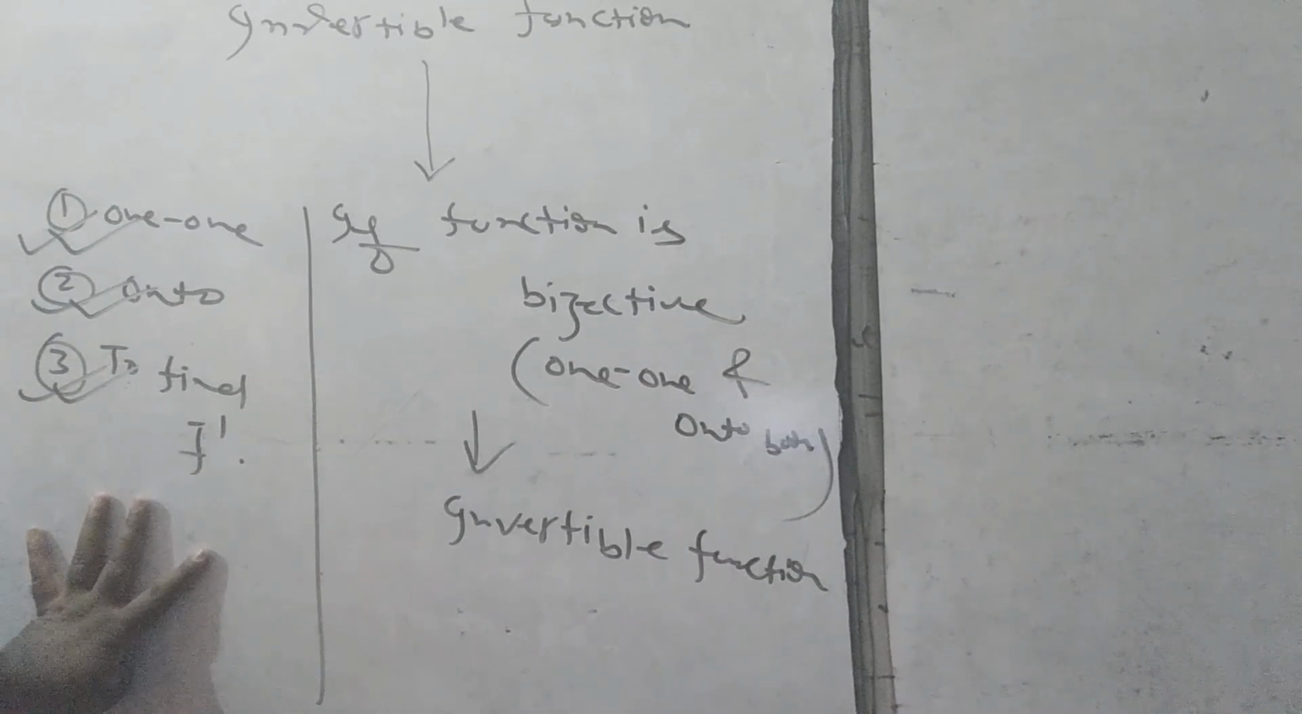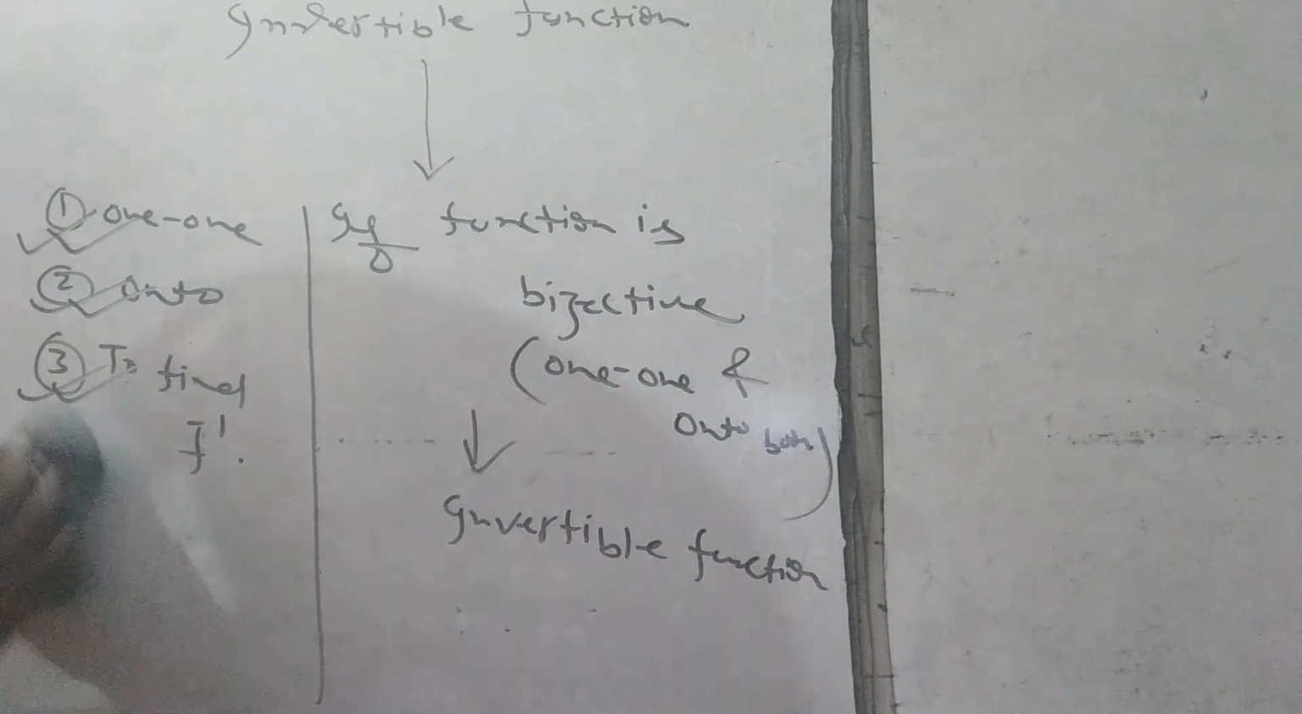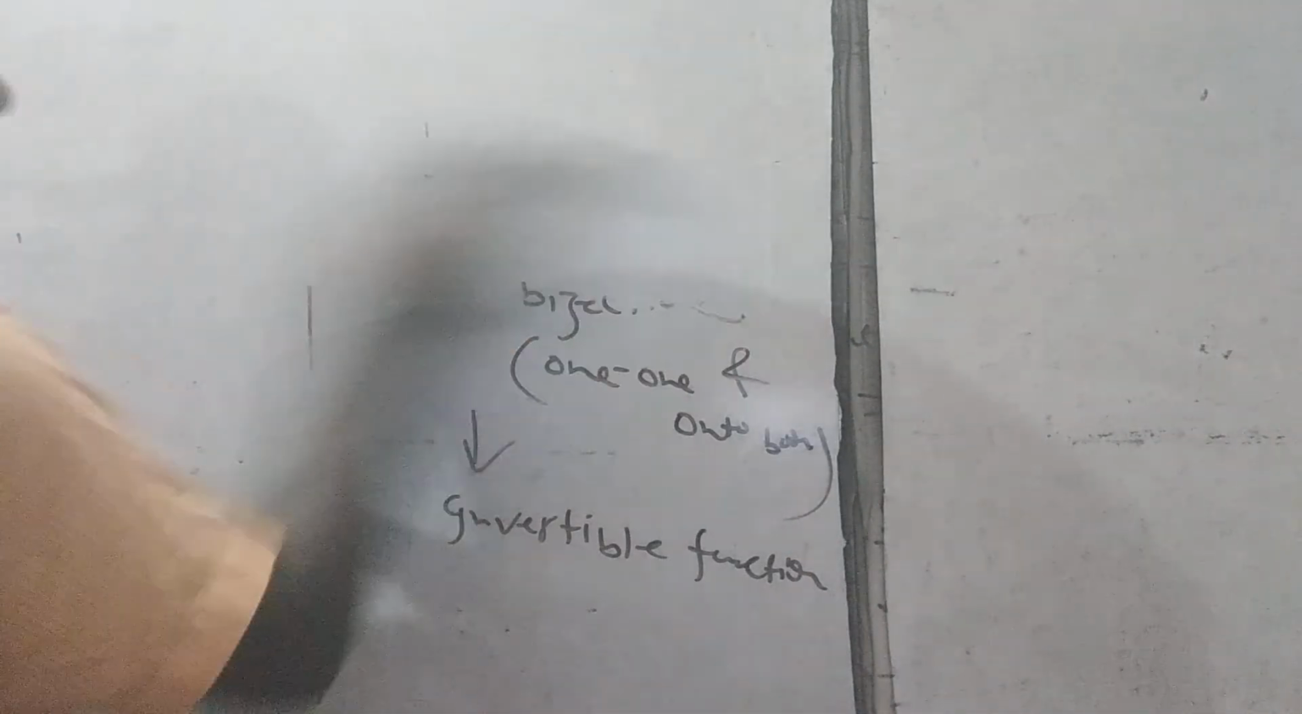Mostly the problem is faced by the student when the function contains a quadratic function, quadratic polynomial. There the student has a problem solving the question. Otherwise I think most of the questions are solved, because it is easy to prove one-one function, onto function and to find the f inverse.